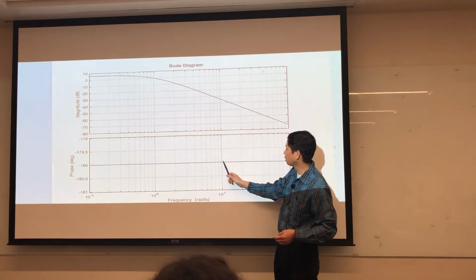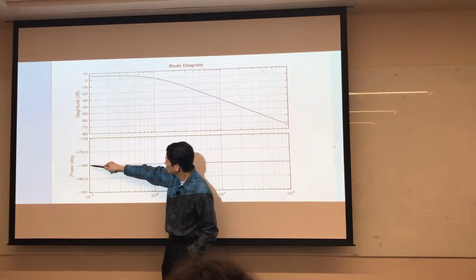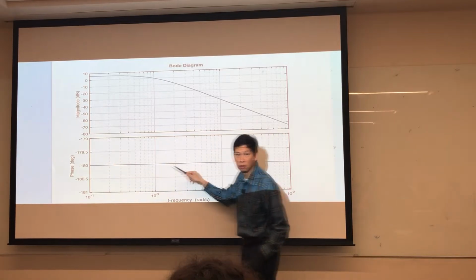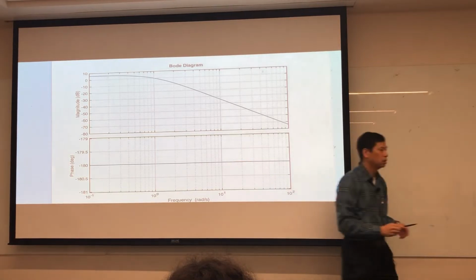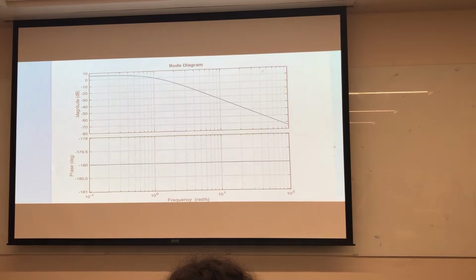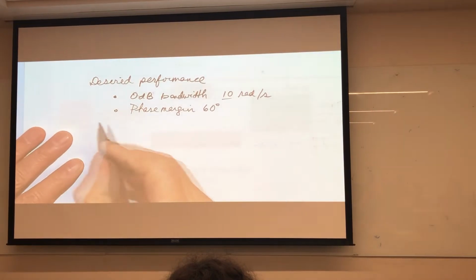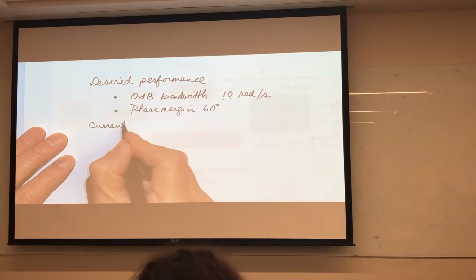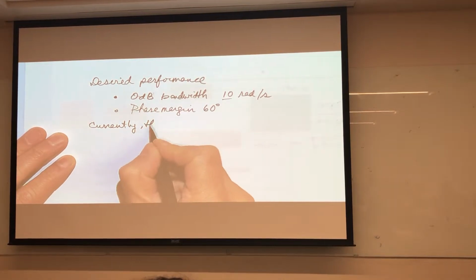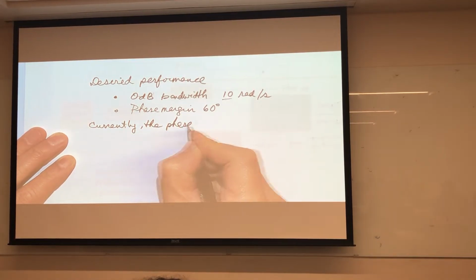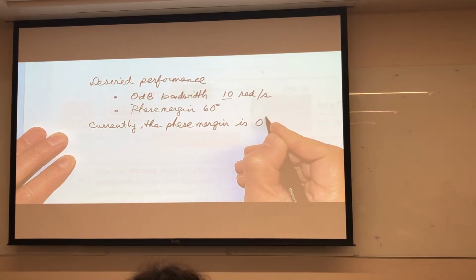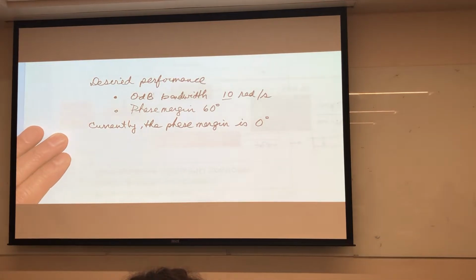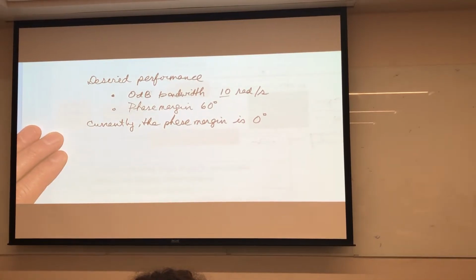I want to look at the margin. If I look at the margin and look at the scale here, what is my margin? What's my margin right now? I have no margin, right? So what I notice is that currently I have no margin. So I need 60 degrees.